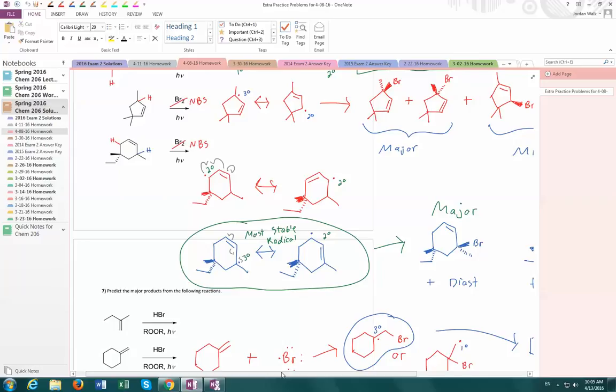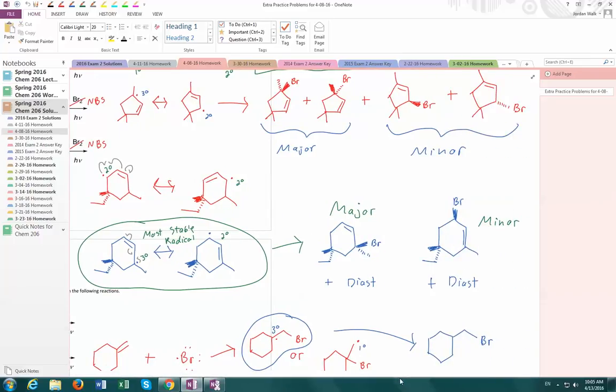But remembering that we've still got radical characteristic here for this carbon, even though it's going to be less of a contributor, we can still form product at that carbon, and so in that case, we end up with a minor product where we add our bromine to that position.